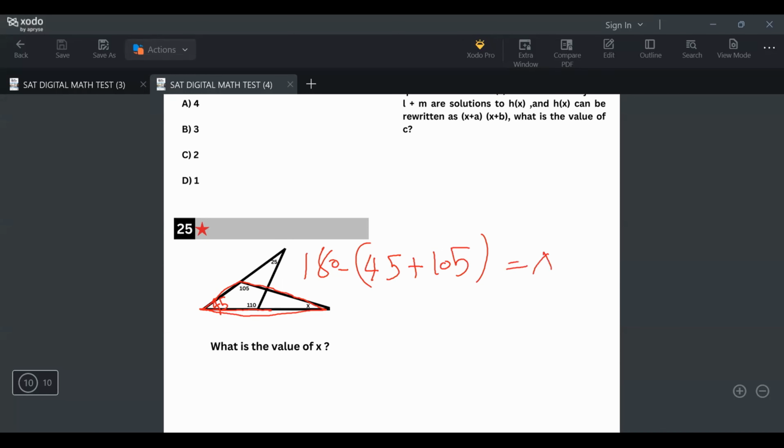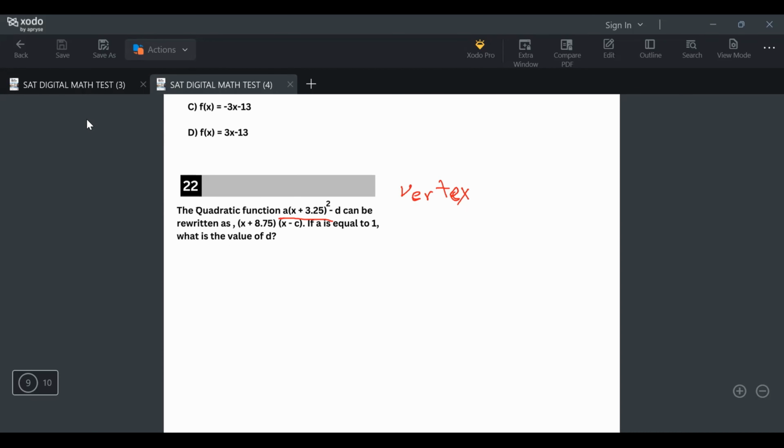Want to try 22? Yeah, let's solve this one. Yeah, I think it's an interesting one. So you're given a quadratic function, which is this one here, in the vertex form, okay? And from this quadratic function in the vertex form, we can know the value of x of the vertex point. We know that the vertex form, if we draw a function like that, the value of x is equal to negative 3.25. Okay. And it's also said that this function can be rewritten in this form, which is the factored form.